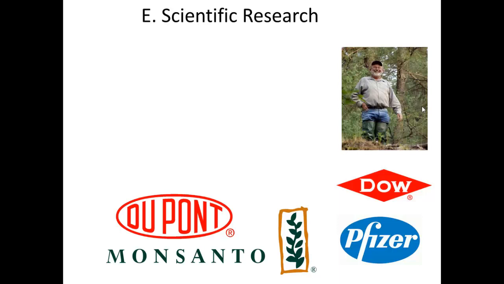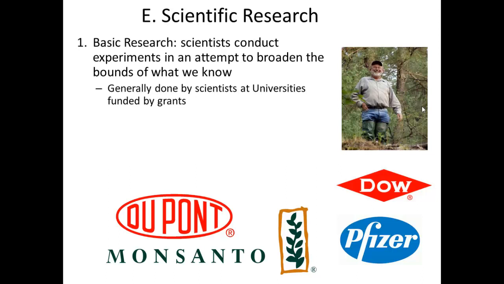All right, so scientific research, where researchers look at these observations and processes and make hypotheses and test them, can be done in a couple different ways. One is basic research, and this is where scientists conduct these experiments through the scientific method in order to broaden the bounds of what we know.